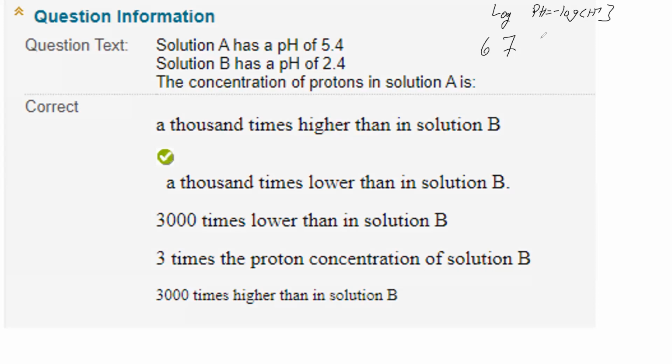And what a log scale means, anytime you see a log scale, is that the difference between two numbers is tenfold, right? So the difference in hydrogen concentrations between 7 and 6 is 10 times the amount. The difference between 7 and 5 would be 100 times. And the difference between 4 and 7 would be 1,000 times, right? So here we have a difference of 3 pH units. Therefore, that's the difference of 1,000. The concentration of hydrogens is 1,000 times lower in A than it is in B.